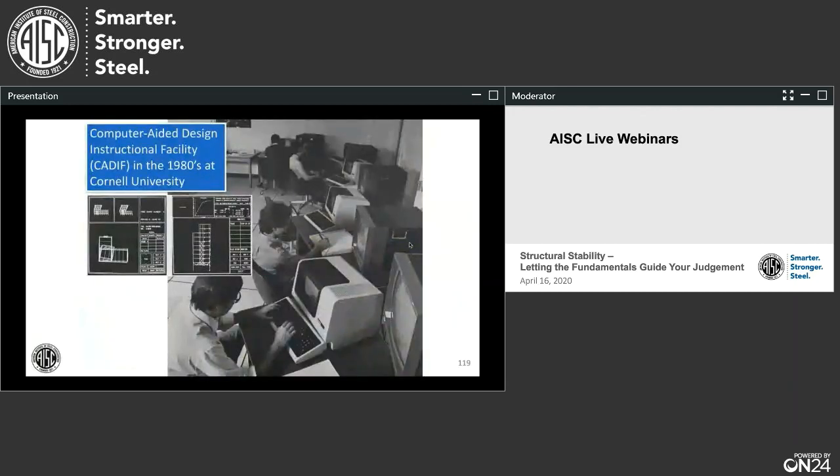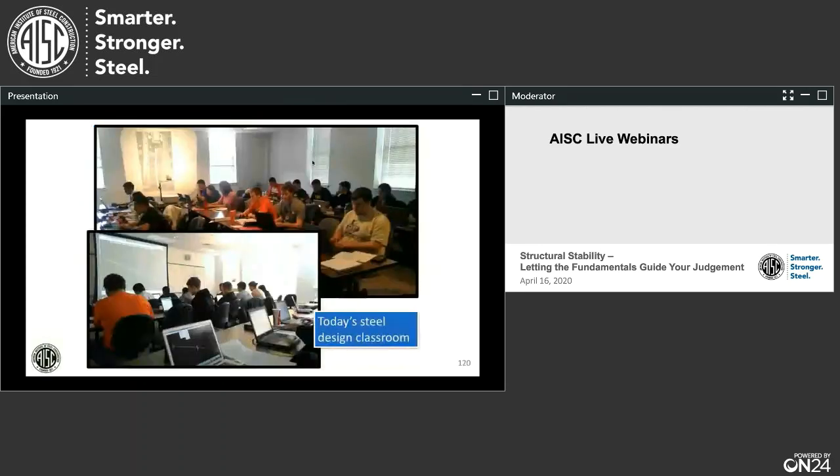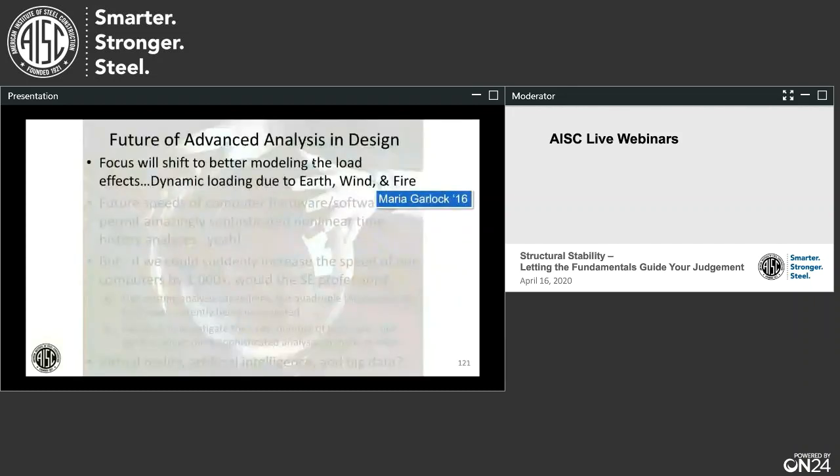This is the 1980s when I was a student at Cornell. We had our CAD lab with computer graphics doing full nonlinear time history analysis. It was an exciting time, and we didn't know any different. Here in the background is Professor Hajjar, chair at Northeastern, and there he is as a student 100 years ago. But today's students, same concept. Now they've got their own laptops, but here we are doing stability behavior studies in my steel course. So it's exciting.